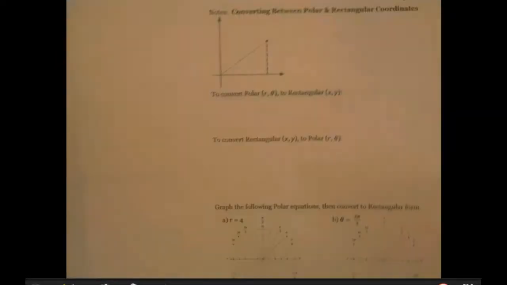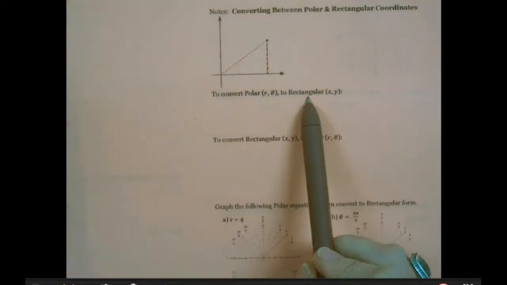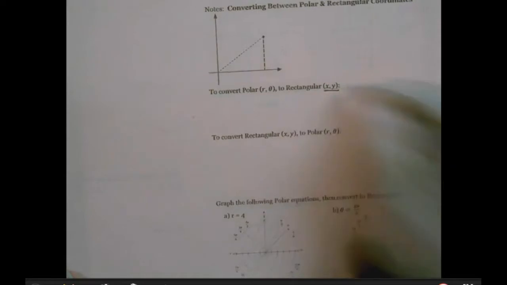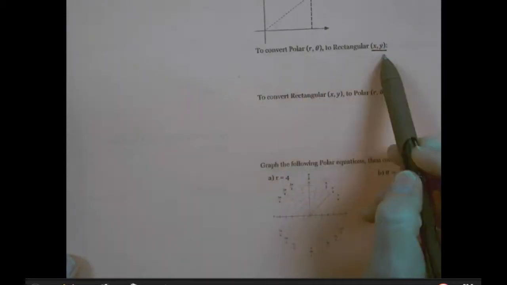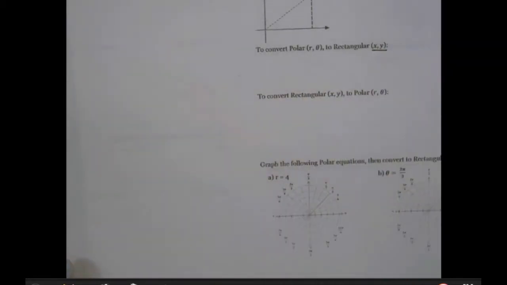Everybody look at the front of these notes before I start. If we are converting polar to rectangular, first of all, I have to have an x and a y in my answer, right? So to go polar to rectangular, what do I do? R cosine and R sine, right?